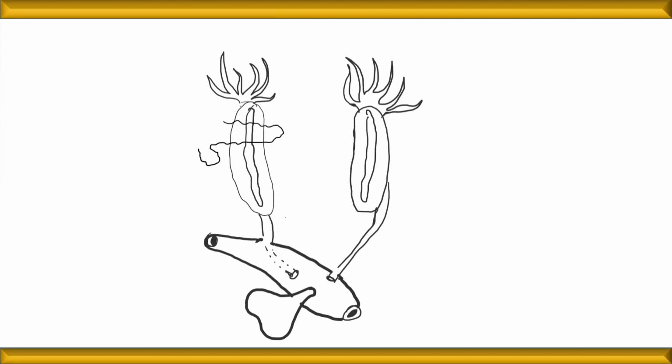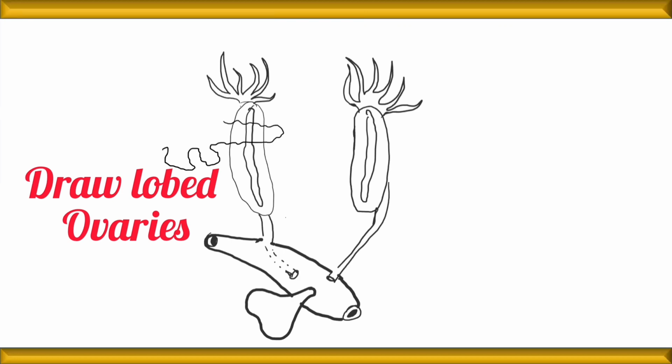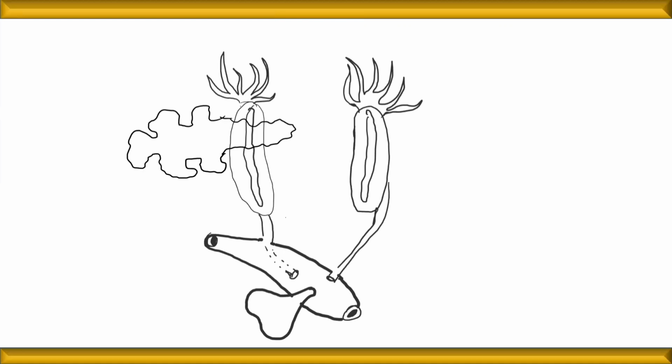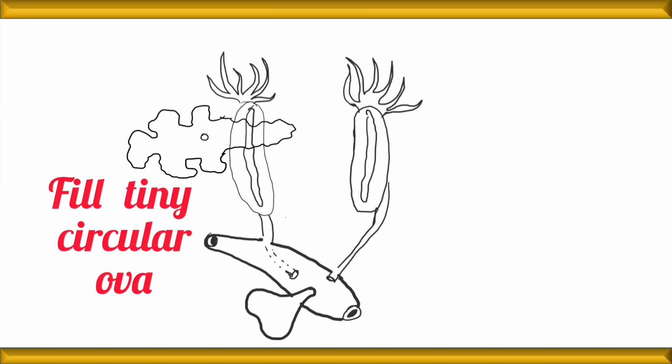Then on the kidneys, draw the ovaries, which are looped structures. So you will have to show an undulated outline as it is indicated. Then within these ovaries, now draw the ova. The ova has to be drawn very tiny and circular. There are virtually thousands of ova produced inside the ovary during the breeding season. So fill up the entire ovary with the ova.